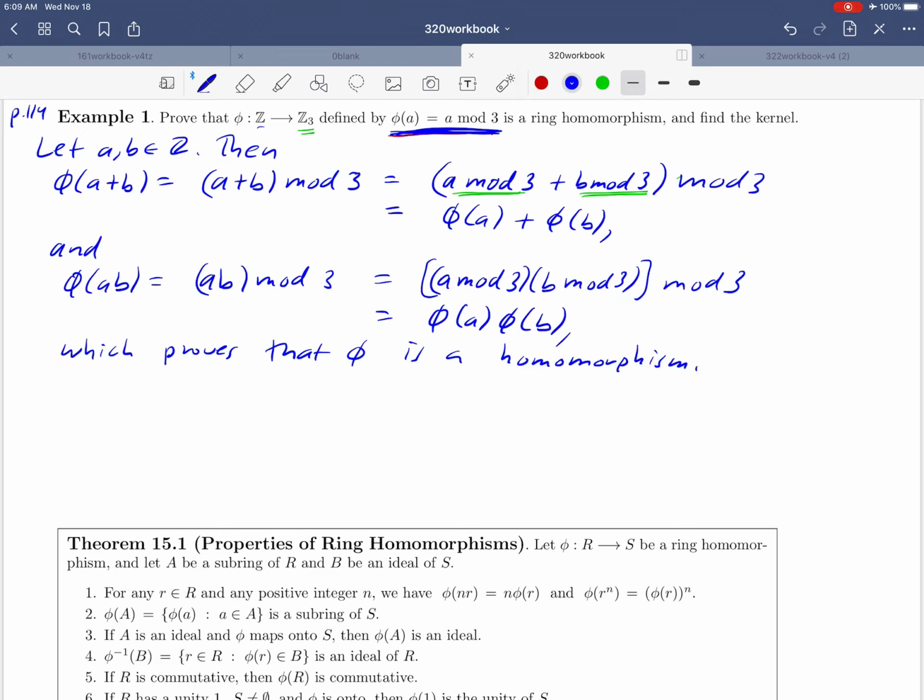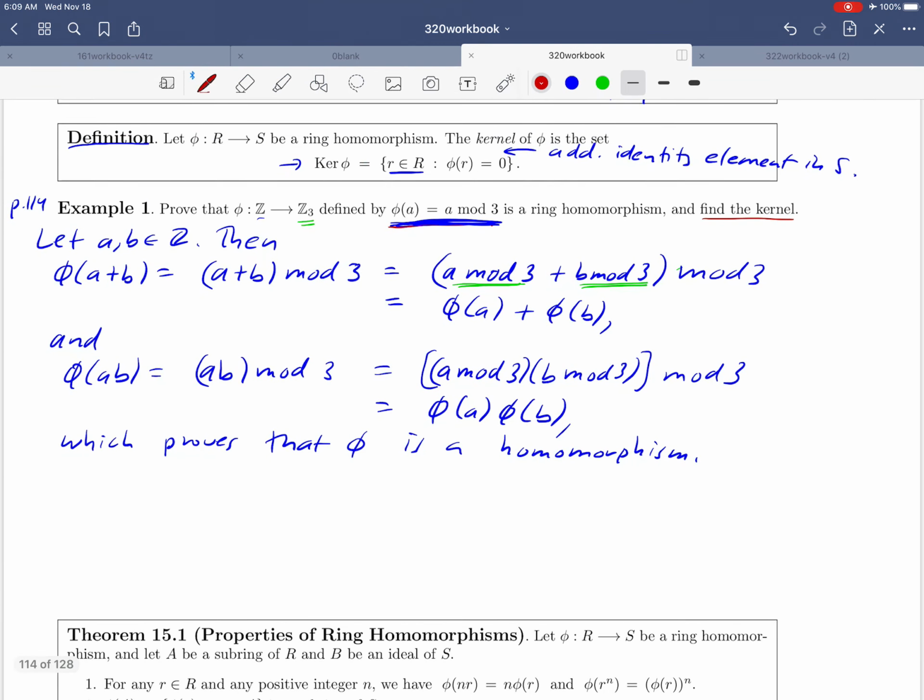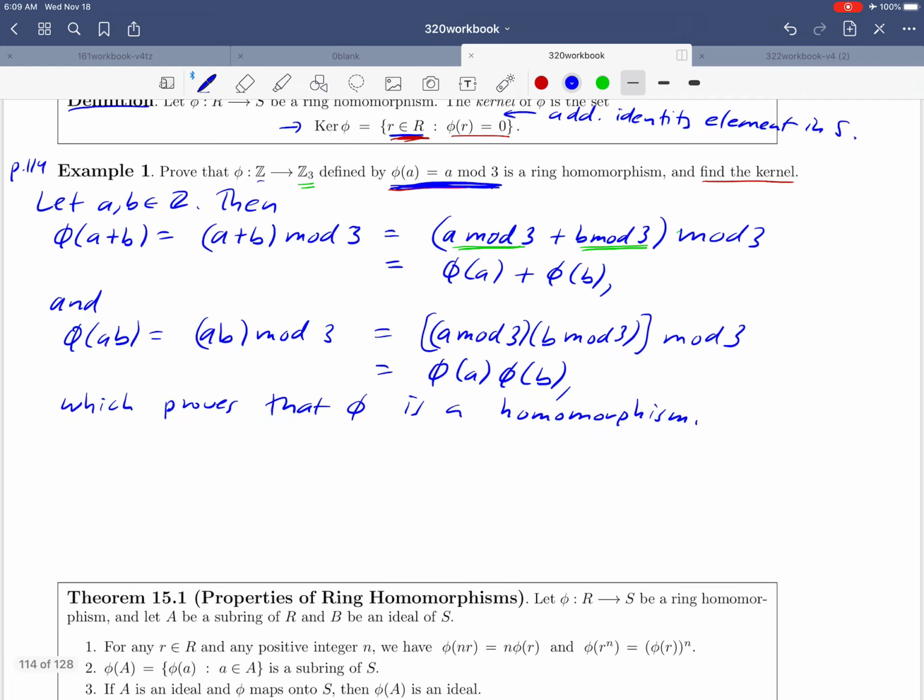So what we're down to then is the last part of the question, which asks us to find the kernel. The kernel, again, just sneaking a peek up here, is the set of all inputs that map to the additive identity, such that phi of r equals 0. So let's do some algebra and see if we can figure that out. We'd like to know what are all the solutions to the equation phi of, I'm going to use the letter a here. It doesn't really matter. We want to know what are all the a's such that phi of a equals 0. Well, phi of a, by definition, looking up at the top, is a mod 3.